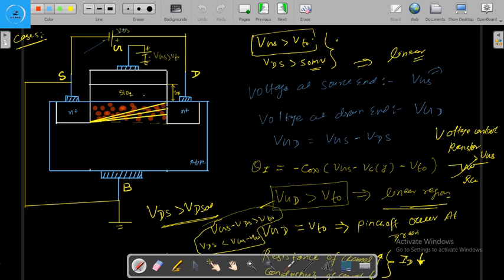The current flowing through the channel in this region becomes saturated because of the increasing resistance of the channel. The velocity of the free electrons in the channel is getting saturated, and that is why the current is getting saturated. Now we are going to see practically what happens when we increase the drain to source voltage beyond VD sat.